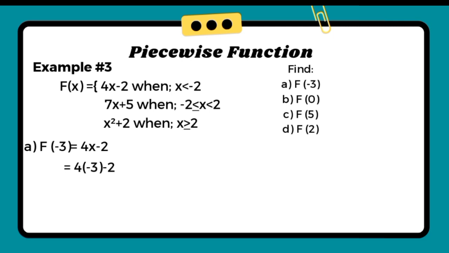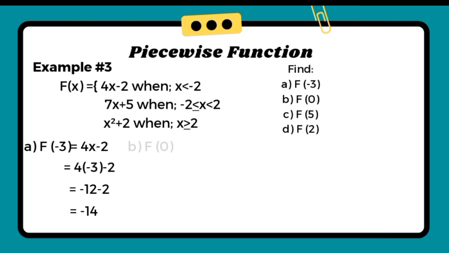So, ganyan po ang kalalabasan. 4 times negative 3 minus 2. So, times muna natin yung 4 times negative 3. And the answer is negative 12. And after nyan, i-minus natin siya sa 2. And ang answer is negative 14. Ayan po yung sagot sa letter A.